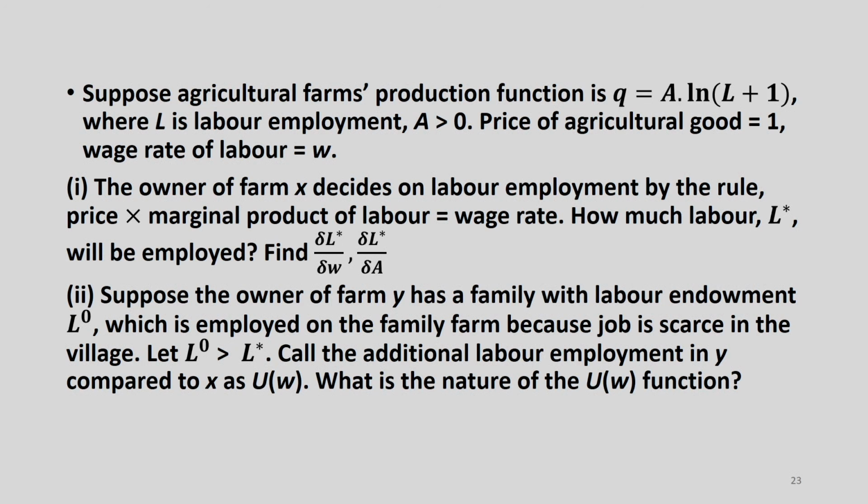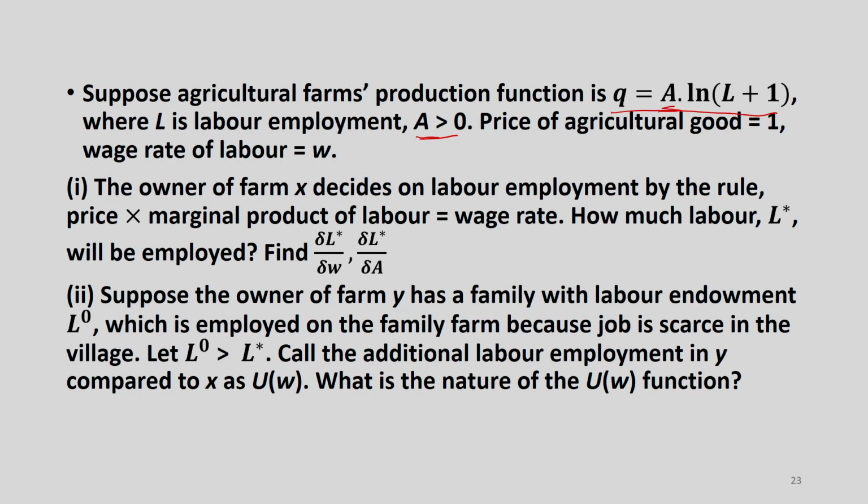Suppose an agriculture firm's production function is given by Q = A ln(L + 1), where L is labor employment, and A, which is multiplied with this log function, is greater than 0. The price of the agricultural good is given to be 1, and the wage rate of labor is w. So, this is the setting. Then we have two questions here.